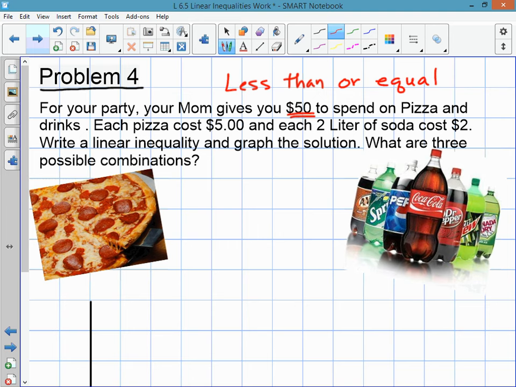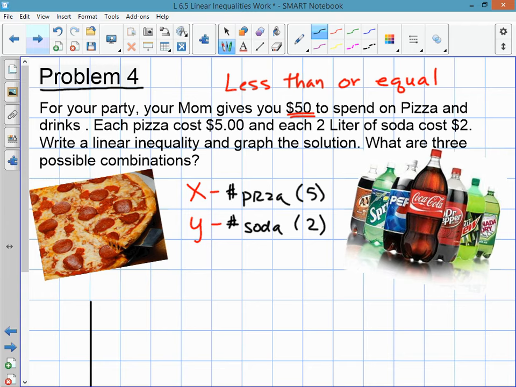So like other story problems, we're going to start by writing out what our variables are going to be. And I'm going to use x and y because those are easy variables to graph. I'm going to let x be the number of pizzas, and I'm going to let y be the number of 2-liter sodas. And just like the other problems, I'm going to put in what a pizza costs and what a 2-liter costs.